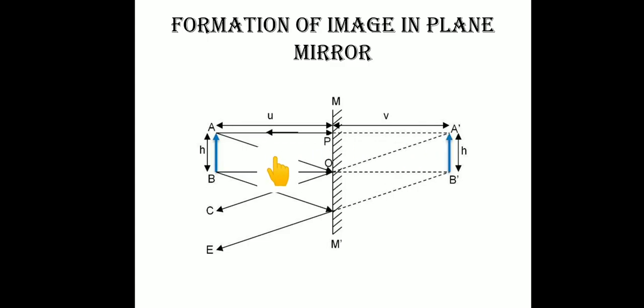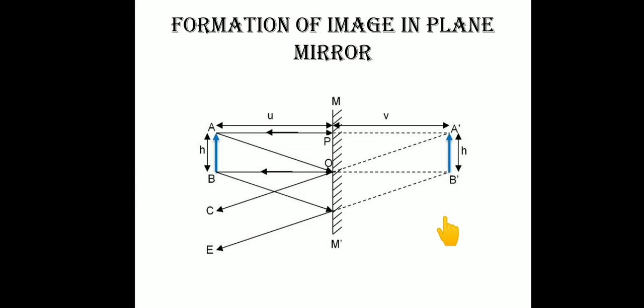So now A has been extended up to A dash, B has been extended up to B dash, and the reflected rays of A and C have been extended back. This is also being extended back. Now the point where they are meeting has been joined together. At the point where they meet, only there the image is forming. So A dash B dash is the image. Like this, we can find out where the image of an object will form behind the mirror.